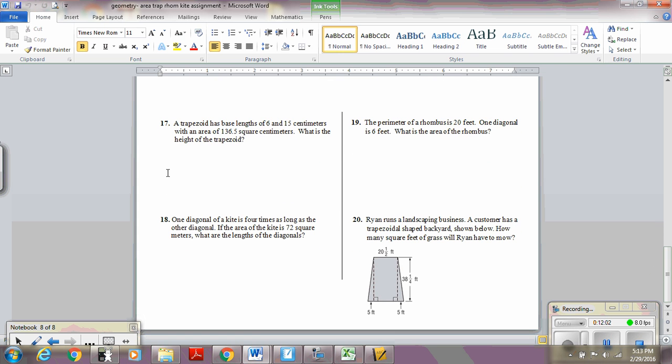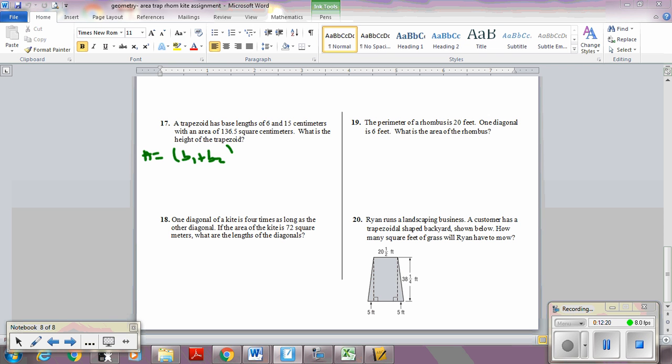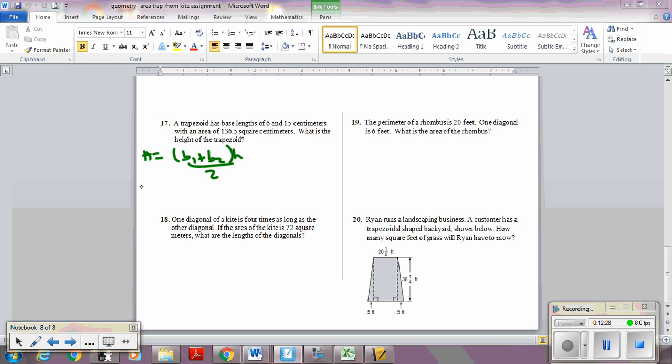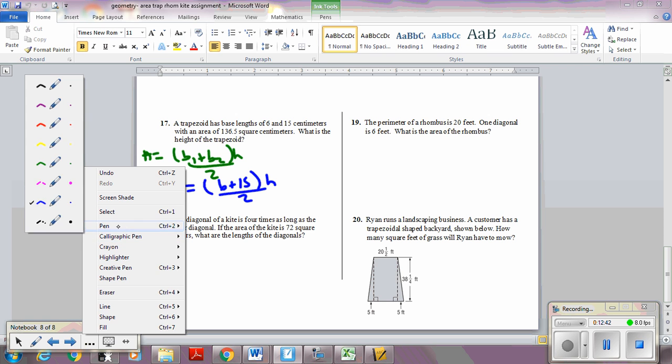Number 17 says a trapezoid has base lengths of 6 and 15 with an area of 136.5 square centimeters. What is the height? So we know the area formula is B1 plus B2 times height over 2. Now we're going to substitute the area and the two bases that we have. So that's 136.5 is equal to 6 plus 15 times height over 2. And again, we're going to put this over 1 and cross multiply to find our height.